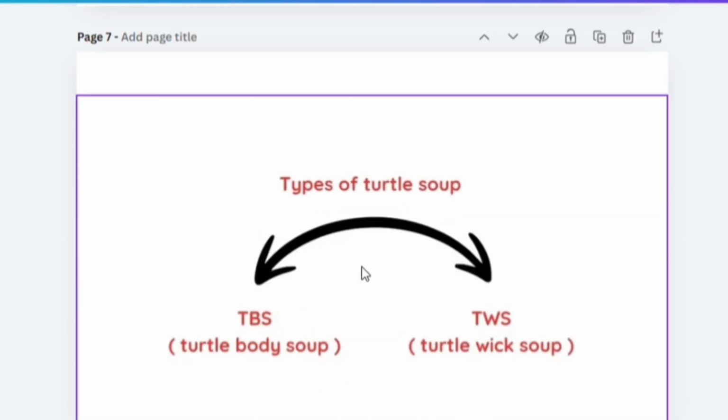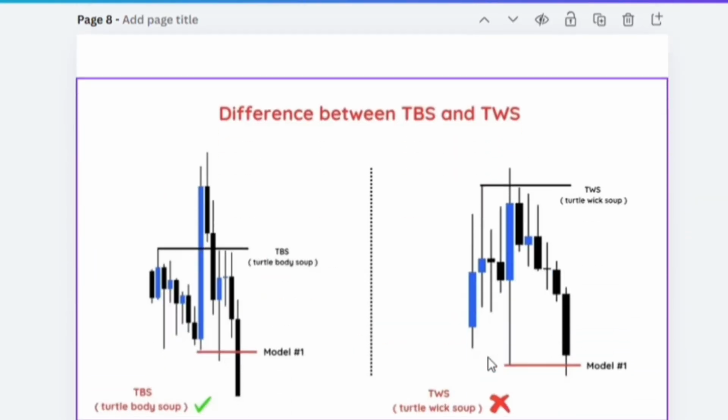Now, let's talk about the types of turtle soup. First of all, we have the TBS, which stands for turtle body soup, and TWS, which stands for turtle wick soup. I'm going to show you guys the difference in this video. Now, the difference between the 2 of them, look at it, it's clearly in the chart. You can see it here now.